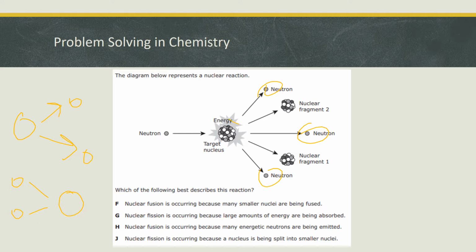I see that I've got 1 big nucleus that's breaking apart into 2 smaller pieces, so this must be fission. I'm going to look at both of my answer choices that include fission, which are answer choices G and J. And then I'm going to identify which of those is best. Nuclear fission is occurring because large amounts of energy are being absorbed, or nuclear fission is occurring because a nucleus is being split into smaller nuclei. And J actually fits the exact definition of fission, so it is my correct answer.